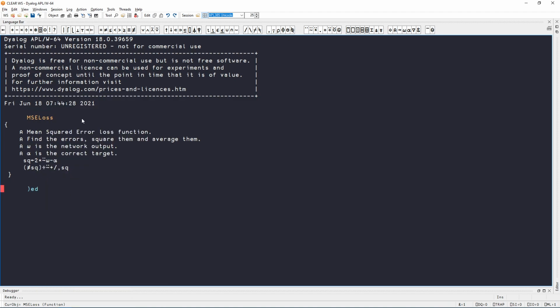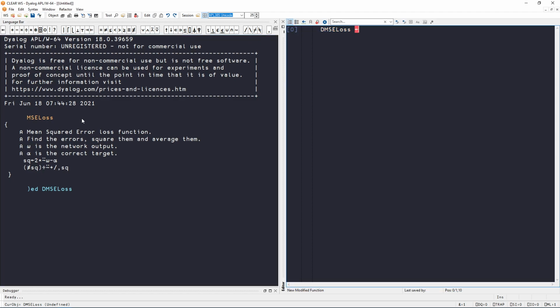In order to compute the derivative, what we can do is the MSE loss derivative, and now we want to edit this, and let's also add the comment saying that this is the derivative of the MSE loss function, and let's keep track of what is what. Let's say that omega is the network output and alpha is the correct target.